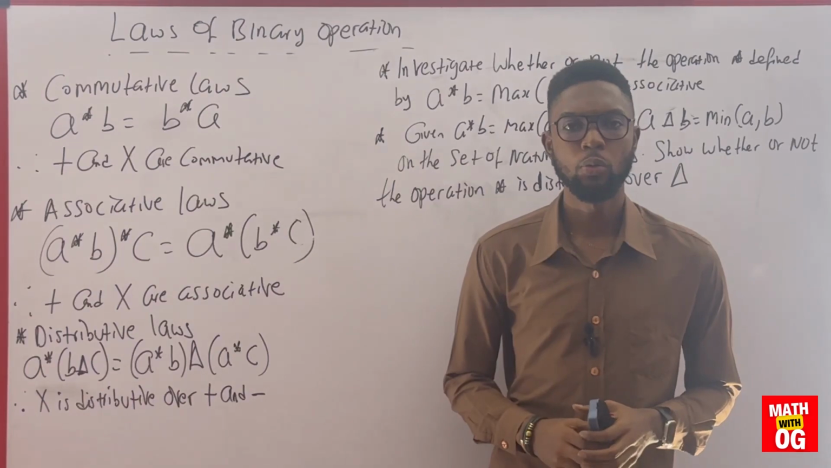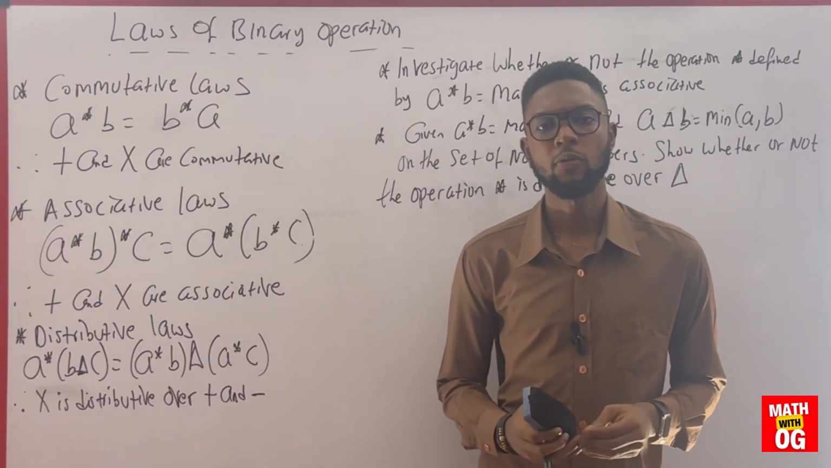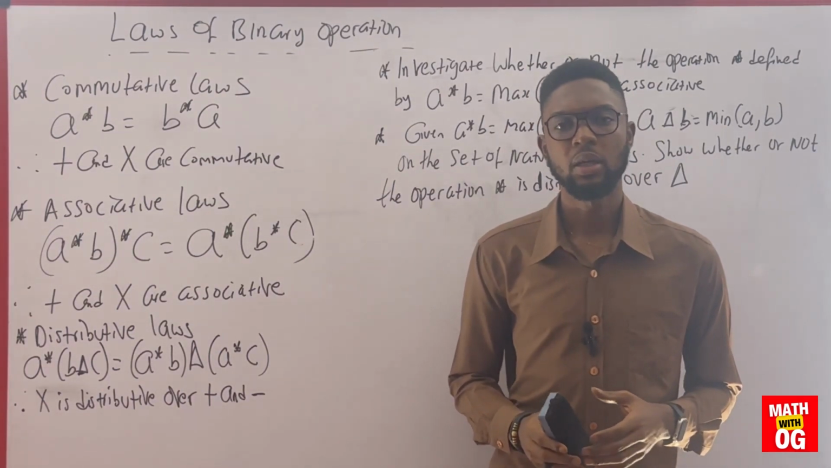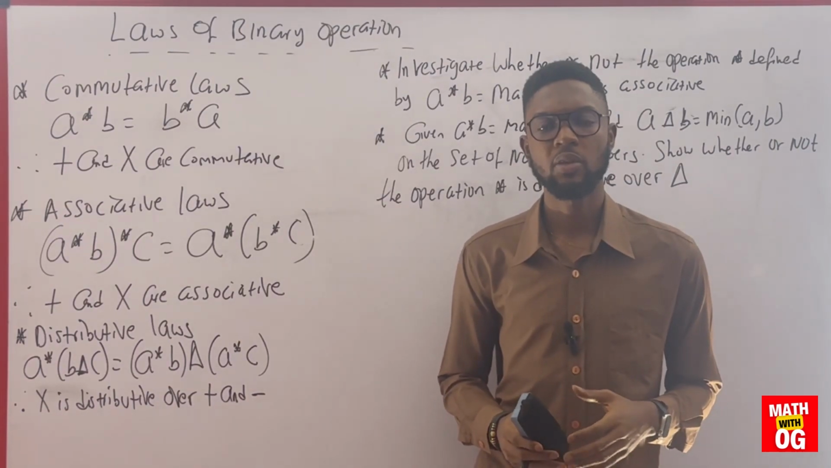In this video, we'll be looking at laws of binary operation, and there are just three: commutative law, associative law, and distributive law.